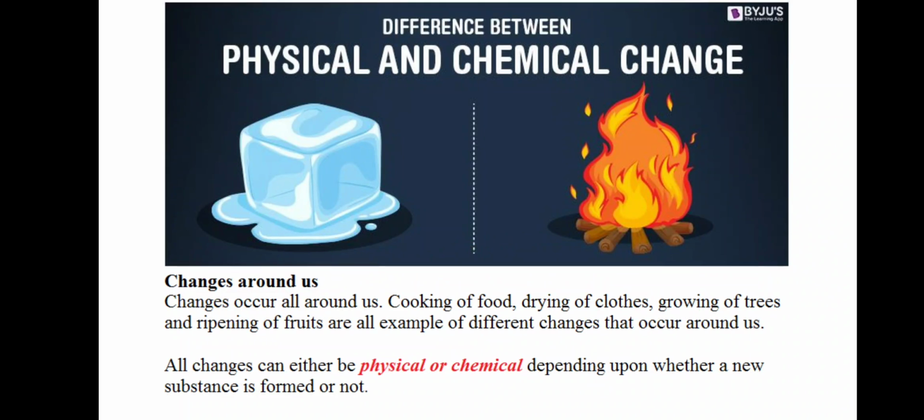Now we'll see physical and chemical changes, all the changes around us. Changes occur all around us. Cooking of food, drying of clothes, growing of trees, and ripening of fruits are examples of different changes that occur around us. All changes can either be physical or chemical, depending upon whether a new substance is formed or not. Every day we see different changes. Like you wake up in the morning, some days it is very bright, there is sunlight, and some days you see it is very cloudy.